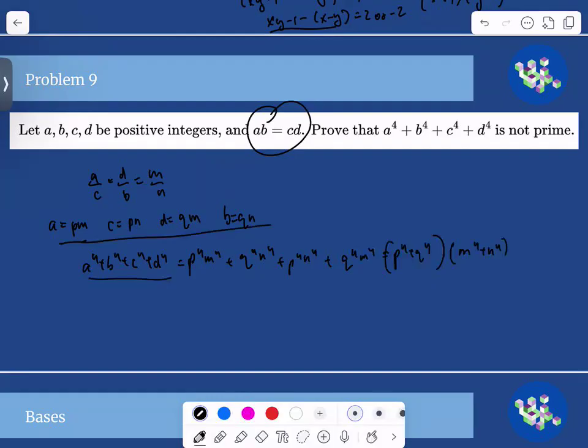And note that P, Q, M, and N are all positive integers, so this has to be at least 2, and this has to be at least 2, meaning that this product cannot possibly be prime. It has to be a composite number. So thus, it cannot be prime, and hence the proof, because each of these factors is greater than or equal to 2. So that's how we can use a parametrization like this in problems.